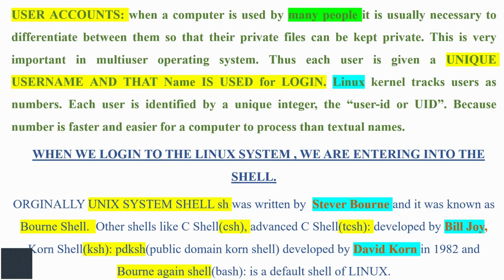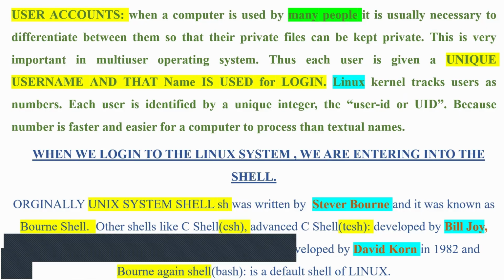Originally in the Unix system, the shell sh was written by Stephen Bourne, and it was known as the Bourne shell. Other shells like the C shell and the advanced C shell were developed by Bill Joy. The advanced C shell means tcsh, and the simple C shell means csh. Korn shell is also there. Then in the public domain, the Korn shell is known as pdksh, developed by David Korn in 1982. And the Bourne Again shell, bash, is also there, which is the default shell of Linux.